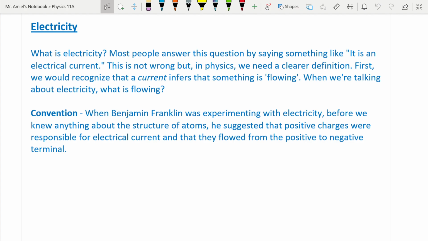We recognize that current infers that something is flowing. So if we say electricity is an electrical current, current means that something is flowing. So we would ask, well, when we're talking about electricity, what is flowing? If we're talking about water, the water is what's flowing. So if we're talking about electricity, what's flowing?